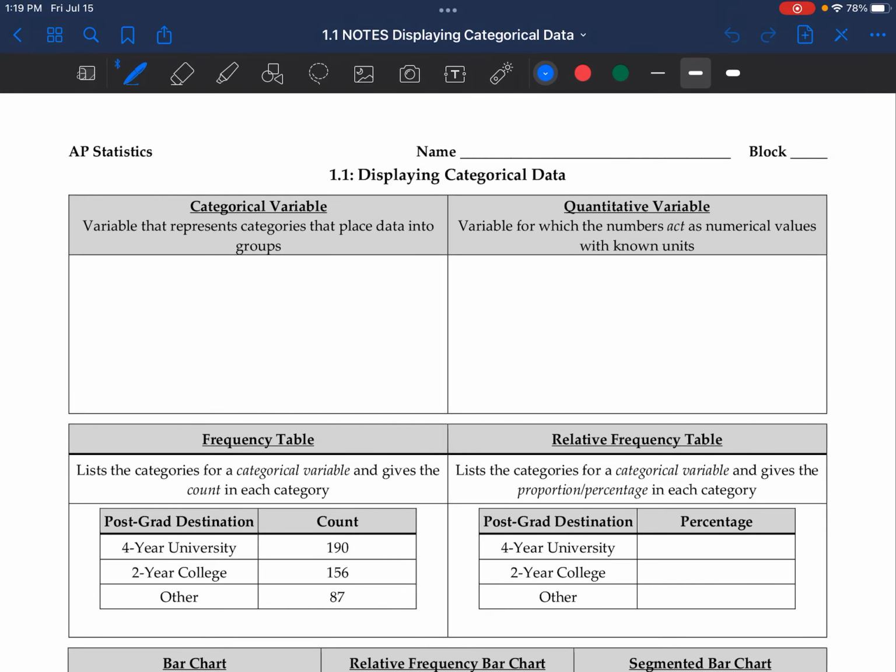Hello and welcome to the very first statistics video, 1.1 displaying categorical data. Since it's the first video, quick rundown.